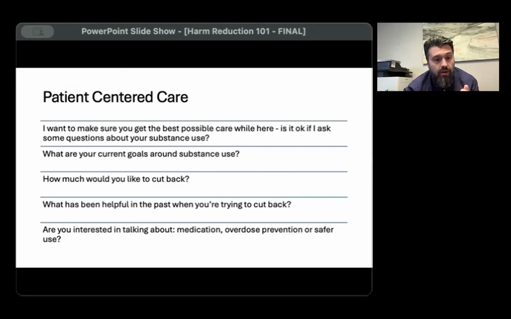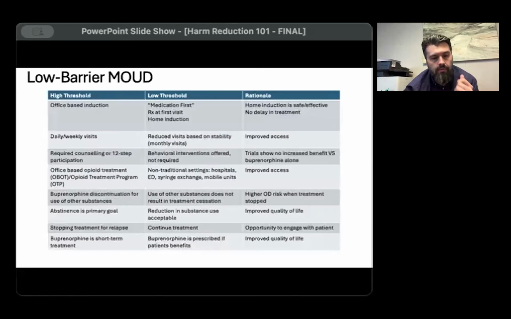And then I ask them what their current goals around substance use are. It may not be abstinence. It may be reduction. It may be safer use, overdose risk prevention, those kinds of things. I think it's important to ask and bring the patient in when you're talking to them. If they say it's about reducing their usage, I ask them, how much would you like to cut back? It gives me a target. It gives them a target that we can work on together. And then what's been useful in helping you cut back in the past? Again, building on things that we do naturally in our MOUD work. And then I ask them, are you interested in talking about medications like MOUD, overdose prevention, or even safer use? That's the way I frame the initial conversation.